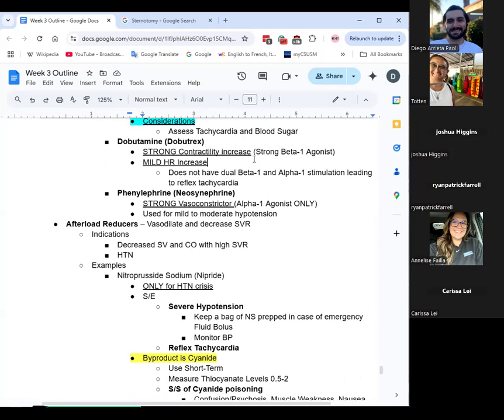Let's see, dopamine is also another good one because it has a strong contractility increase. It increases contractility, so that's another good one for cardiogenic shock.